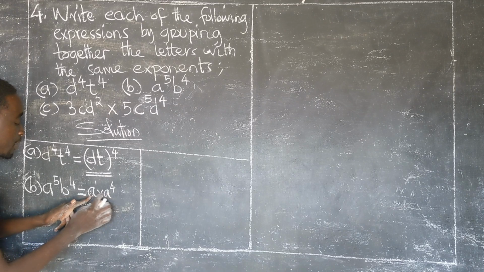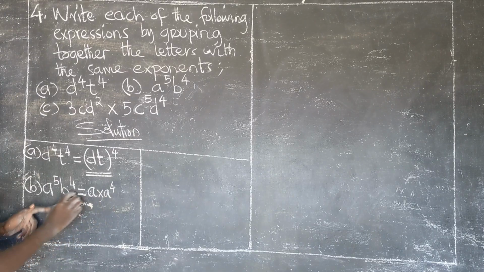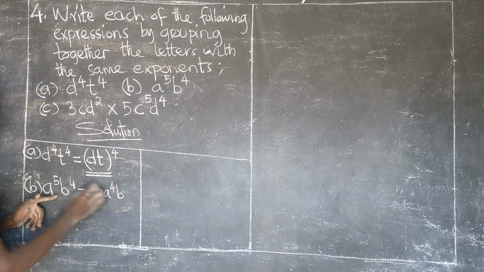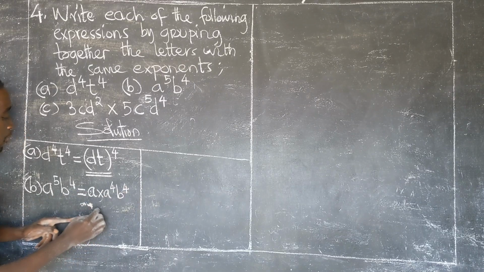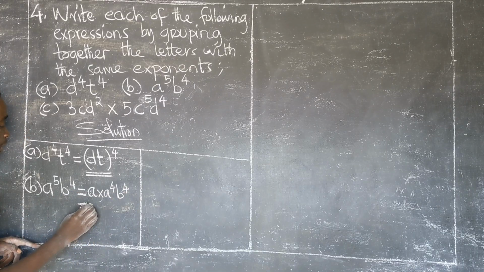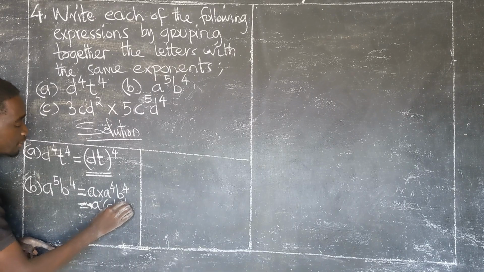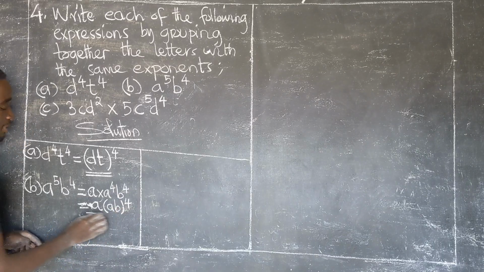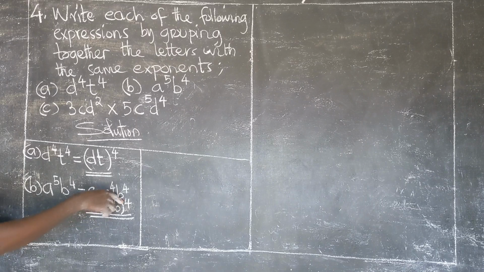With the same base, we add exponents. We take a, 1 plus 4, 5, so a to the 5. Then we multiply by b raised to 4. As you find, a has 4, b has 4. Now we combine a and b. Outside, you are left with a, then in brackets we take ab raised to 4. So this is the answer: a times (ab) raised to exponent 4.